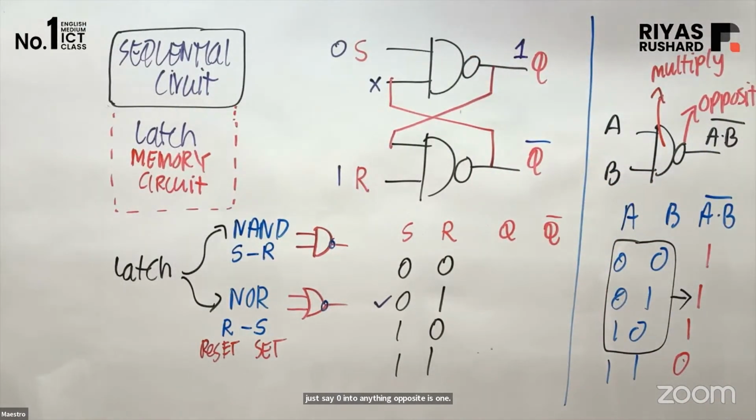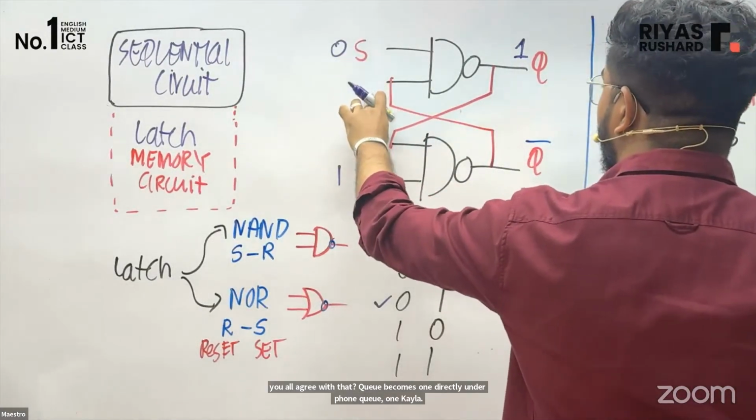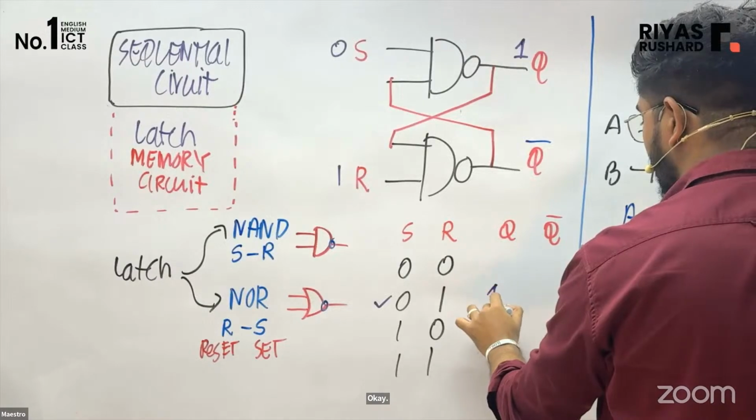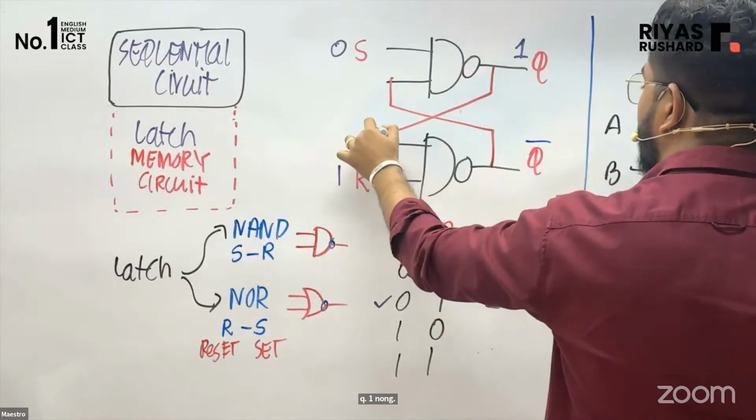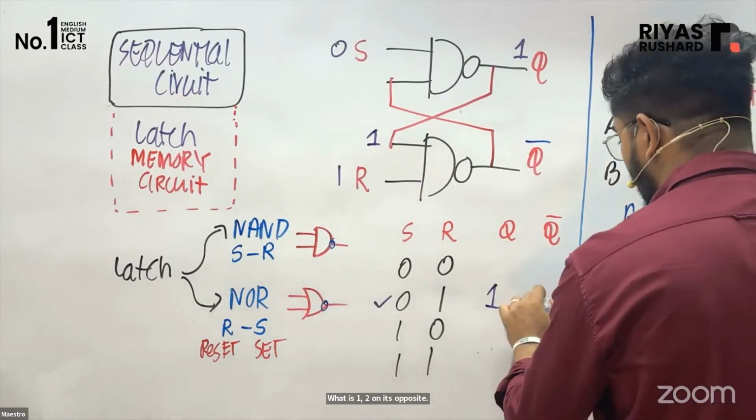Q becomes 1. Okay. Q is 1. This one comes down. What is 1 into 1? Its opposite. 1 into 1, its opposite is 0.